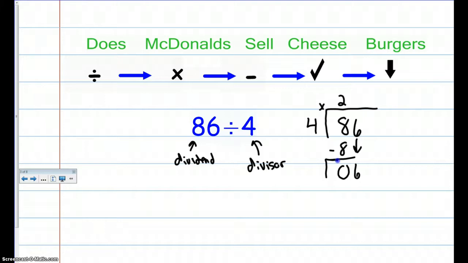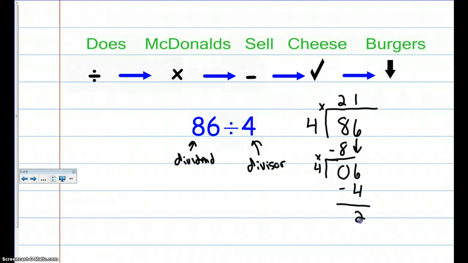Then I like to make a new division problem. How many times does 4 go into 6? Well, I know 4 goes into 6 one time. Then I'm going to do my multiply. 4 times this one up here, not anything up here, all the way back up to the top. 4 times 1 is 4. Then I'm going to do subtract. 6 minus 4 is 2.